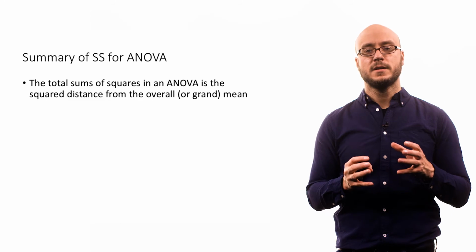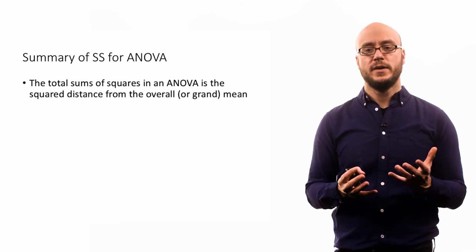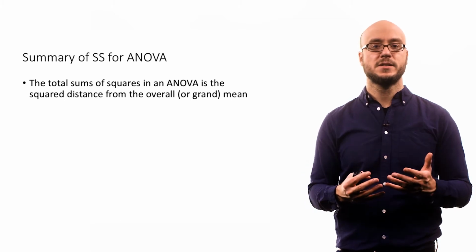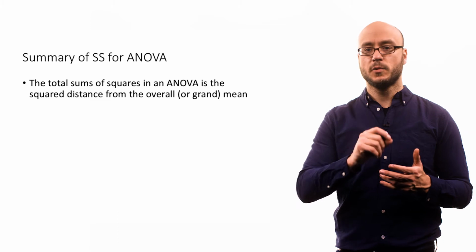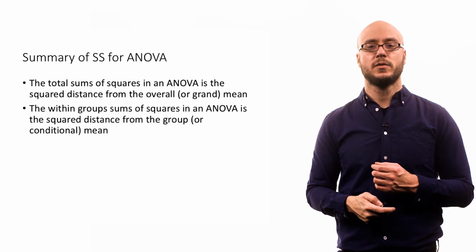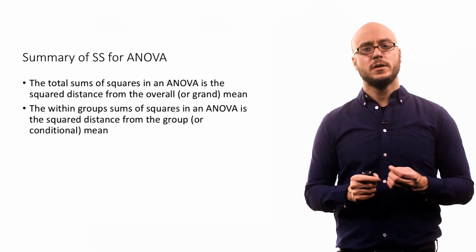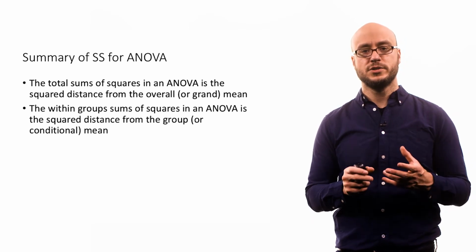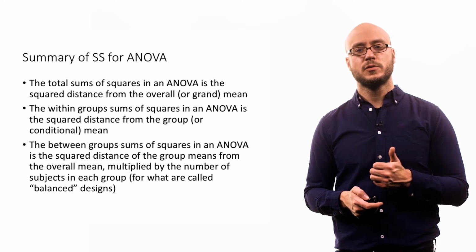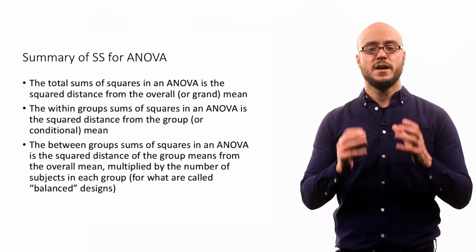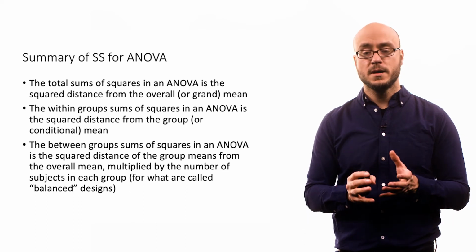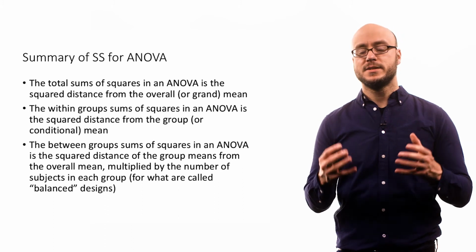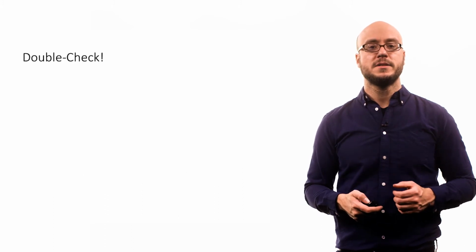The important point here is that the overall measure of variability in our data set is the total sum of squares. It's just the squared distance from the overall or grand mean. It's the squared distance for each of our observations from the overall or grand mean. The within sum of squares is just the squared distance from the group or conditional mean. And then the between group sum of squares is the squared distance of the group means from the overall mean multiplied by the number of observations or subjects in each group. And this is sometimes called a balanced design.